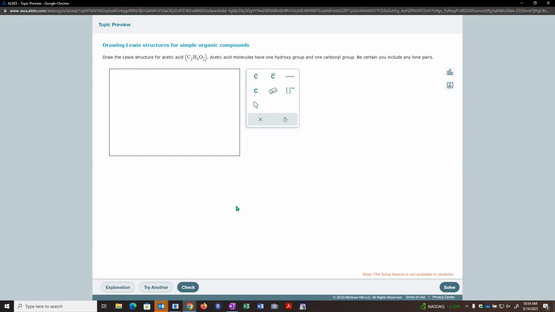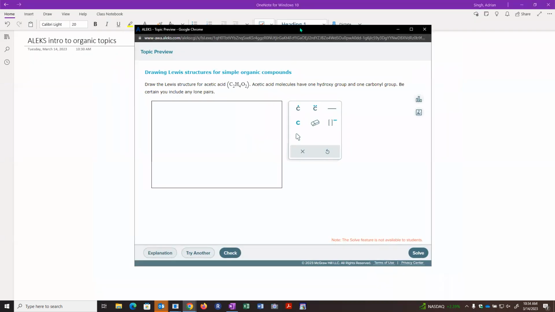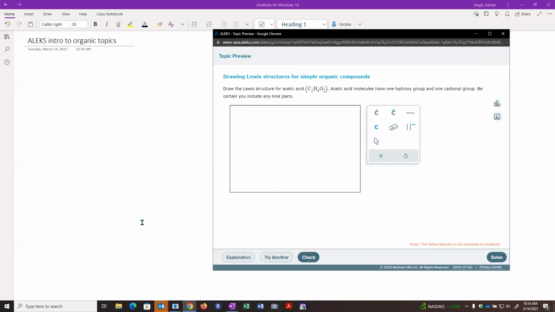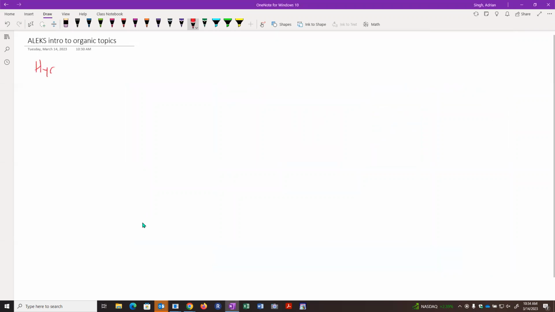So this one says draw the Lewis structure for acetic acid. It gives you the formula, and then it tells you that there's one hydroxy group and one carbonyl group. All right, so what is the hydroxy and the carbonyl? So the hydroxy group is an OH, so the O and the H connected together, and then the carbonyl is the C double bond O, right? And then your remaining bonds to carbon as lines. Remember, carbon likes to form 4 bonds.